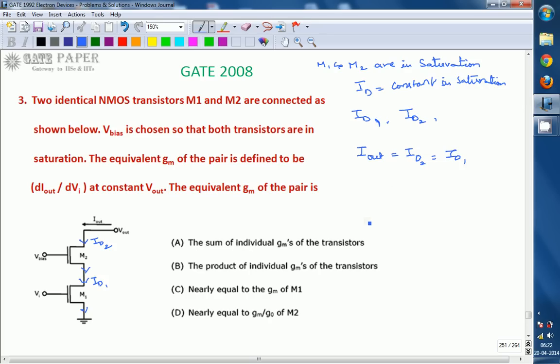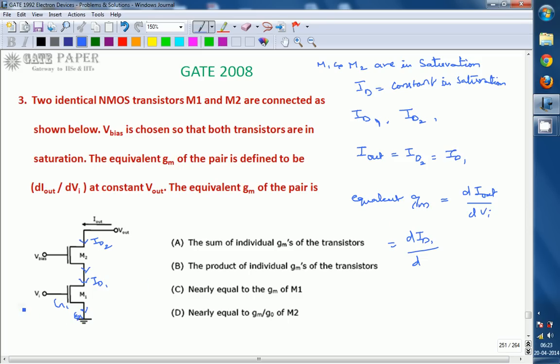Now the equivalent gm is defined as dIout divided by dVi. Iout is equal to ID2, which is equal to ID1, so make it ID1. So gm equivalent is equal to dID1 by dVi. Vi is the voltage across gate to source. This is the gate of M1 and this is the source of M1.